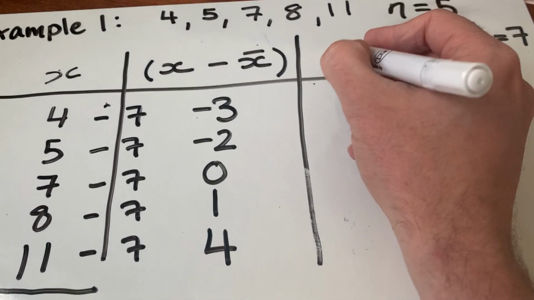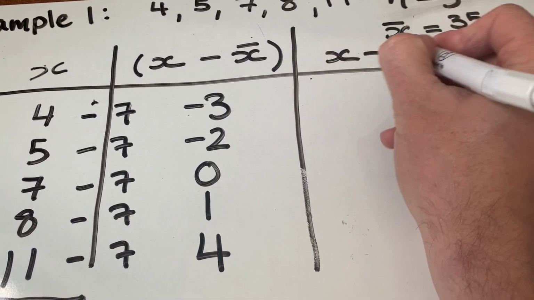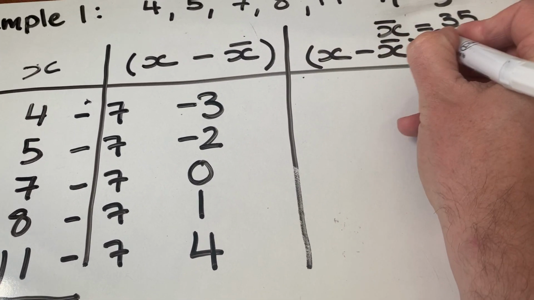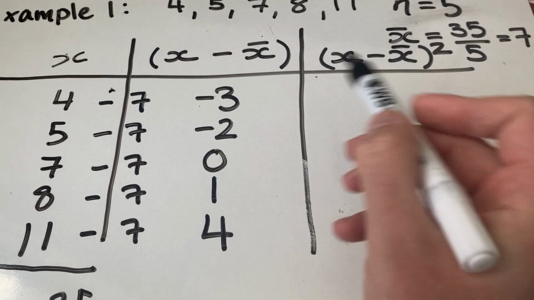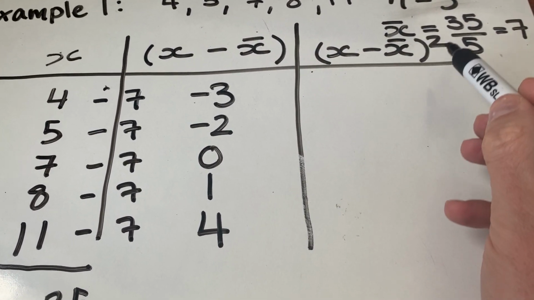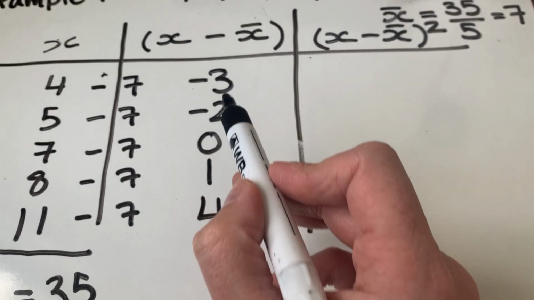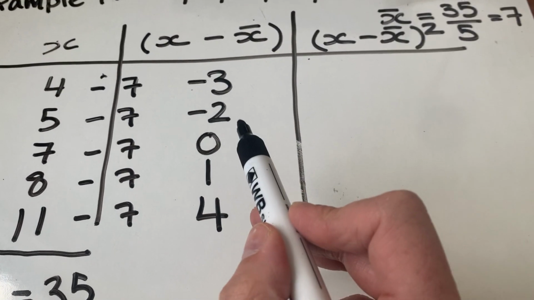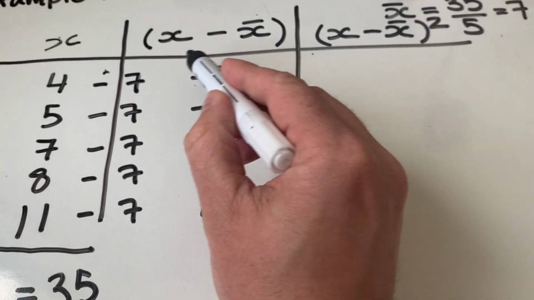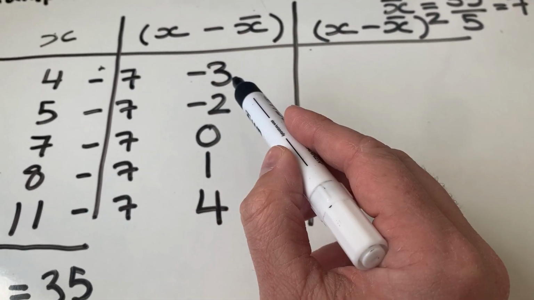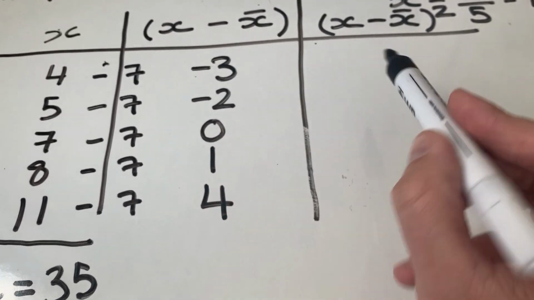Now we've got the last column to do. It's x minus x bar all squared, which is essentially just all the numbers in this column squared. How do you square a number? Multiply it by itself. So I'm going to take each of these numbers in turn and multiply it by itself. Now remember, particularly with negatives, a negative times by itself or by another negative is a positive.